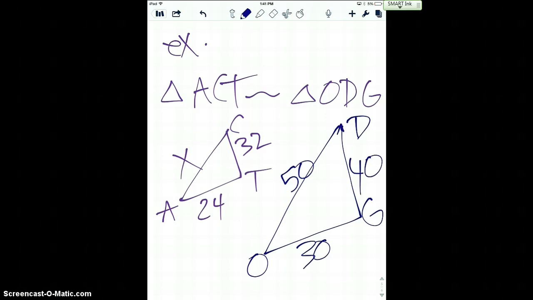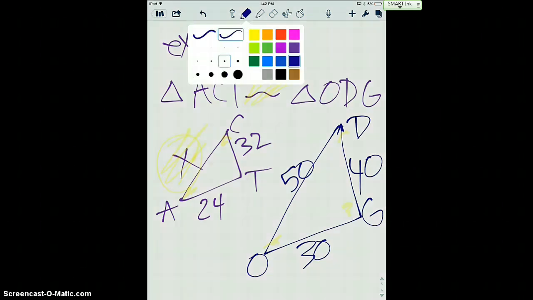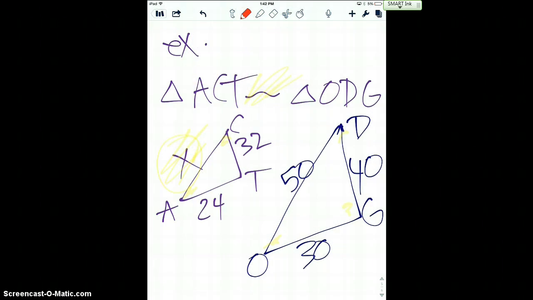Now, what do you think the question's going to be? The question's going to be, figure out what X is based on knowing that these are similar to each other. So if they're similar, their angles are supposed to be congruent to each other, and we aren't given any of the angles, and actually we don't even need the angles because we're trying to solve for a side. What we do know is that if they're similar, their sides are supposed to be in proportion. We should have equivalent ratios forming.